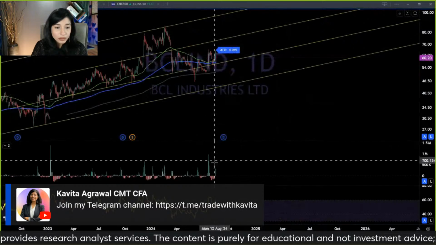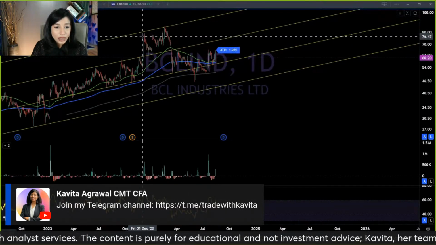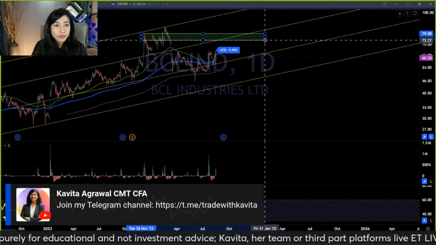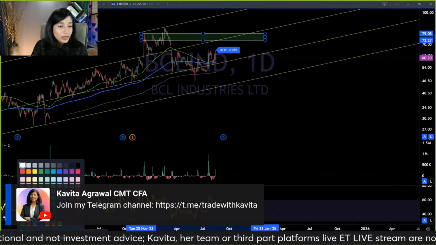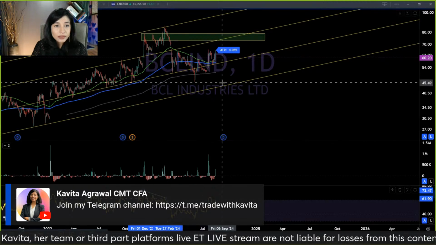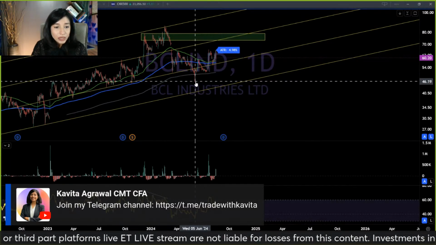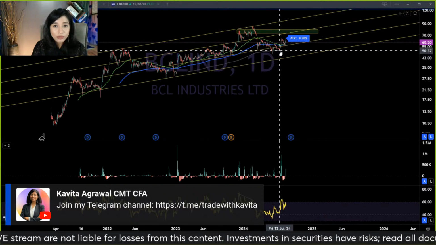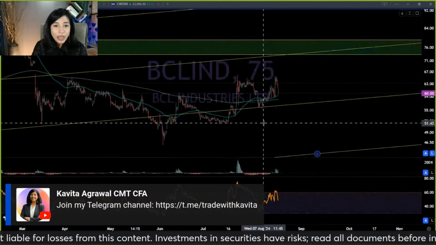And here it established a high, gave a very textbook-like negative divergence and started to decline lower. Now it came back down on the daily time frame to the 500 EMA and started to go back up.